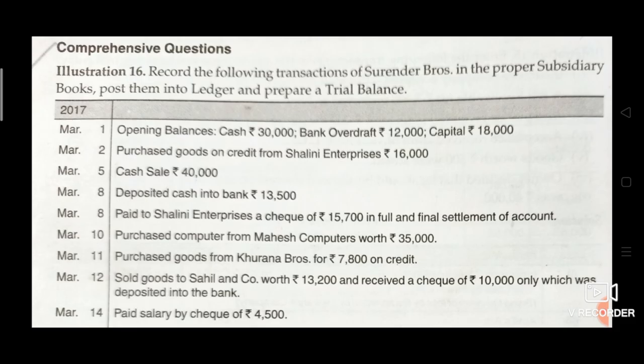Today we will solve a comprehensive problem. Means we have to prepare all the subsidiary books, ledger, and we have to prepare the trial balance also. Okay, this is very interesting. Now you can see the method of accounting one by one. See this problem.